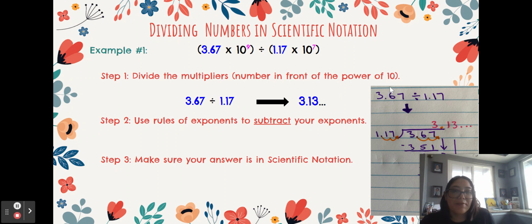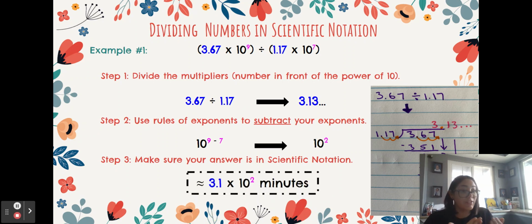Next, the easy part. You're simply going to subtract those exponents. In this case, 9 minus 7 is 2. And we're going to put step 1 and 2 together. In this case, it takes approximately 3.1 times 10 to the second minutes. Okay, if I wanted to expand that out, 310 minutes for light to reach from the sun to Pluto. A little bit of a delay.